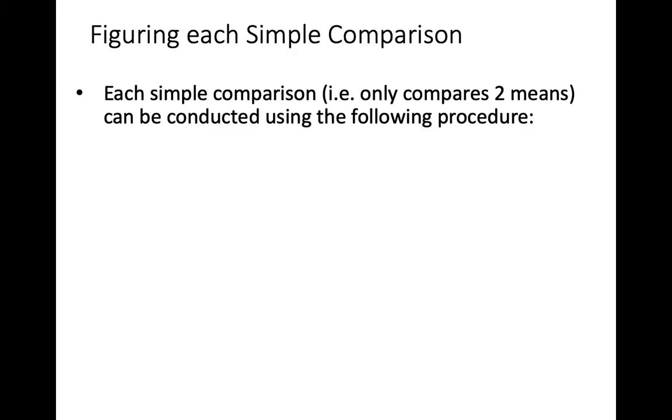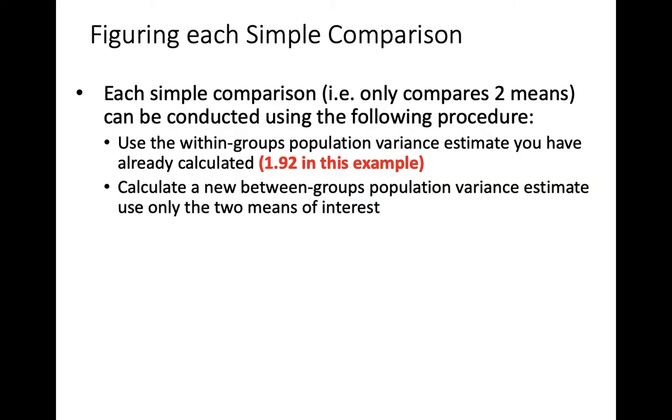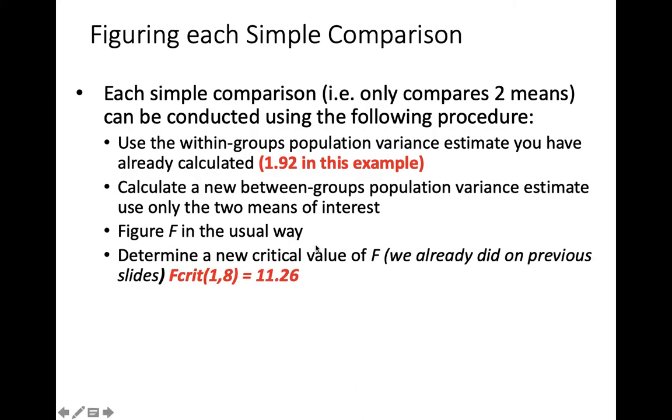So how do we figure each simple comparison? Each simple comparison is just comparing 2 means. We're going to use the within groups population variance estimate that we've already calculated, which was 1.92 in this example. That's done, and that's going to be the denominator of our F ratio for all of our comparisons. The only new step is to calculate a new between groups variance estimate using only the 2 means of interest. Okay, so we've got 4 comparisons that we're going to do. We have to do this step 4 times. Then we figure the F in the usual way, which is just that ratio of between groups to within groups variance. And we already determined what our new critical value is. So that step is done as well.